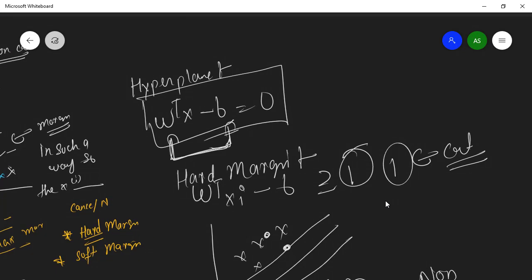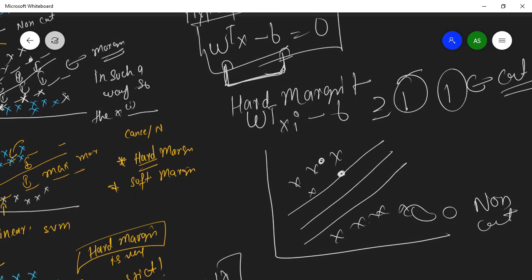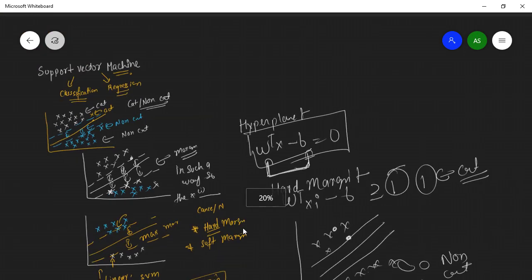So let's write the equation for that, and it's quite easy to remember. W transpose x minus b: whatever is on or beyond this margin will be regarded as 1. Whatever is below this margin will be regarded as a 0, as a negative class. So that is the hard margin constraint, and that's how we make predictions in a support vector machine. Is it pretty much clear what I'm trying to say over here?